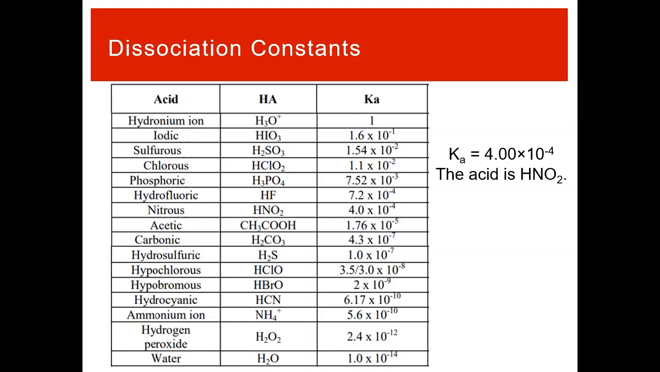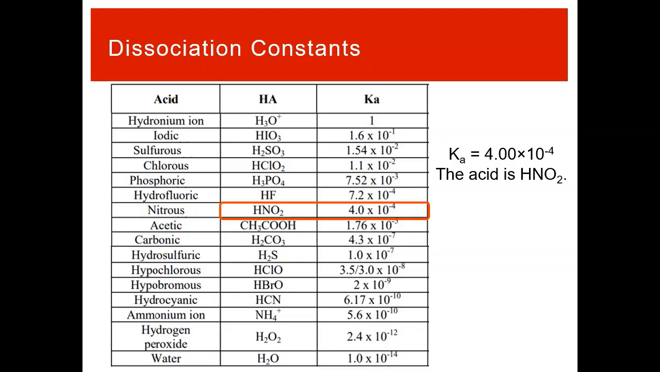When you take that value for Ka, for example, we got 4 times 10 to the negative fourth, and you look at tabulated values for Ka, you can find that number on there and see that it means the acid is HNO2. So this solution contained nitrous acid.